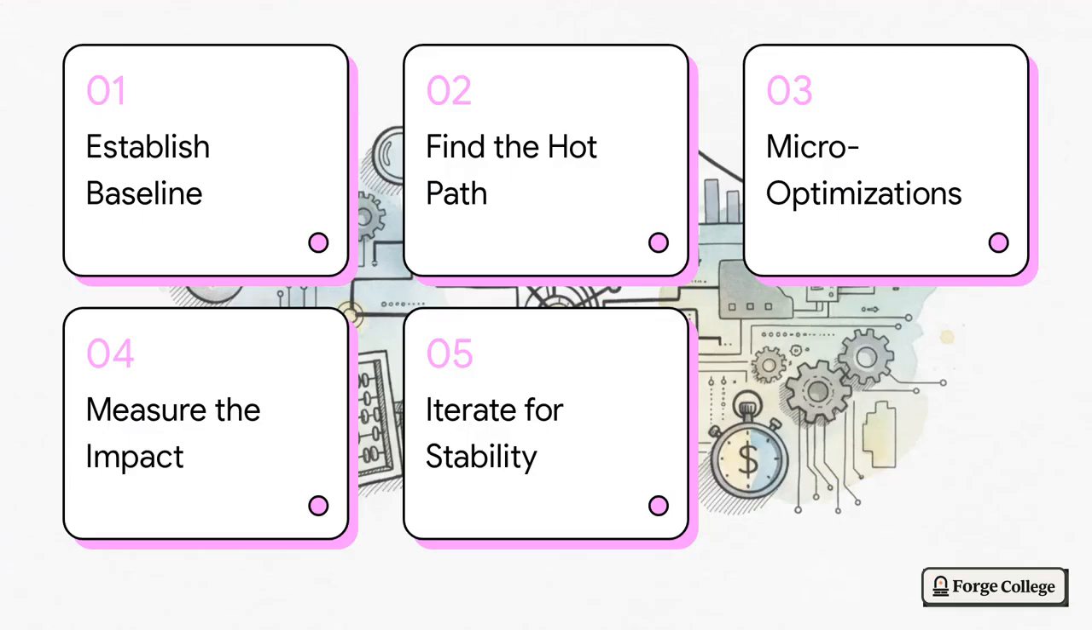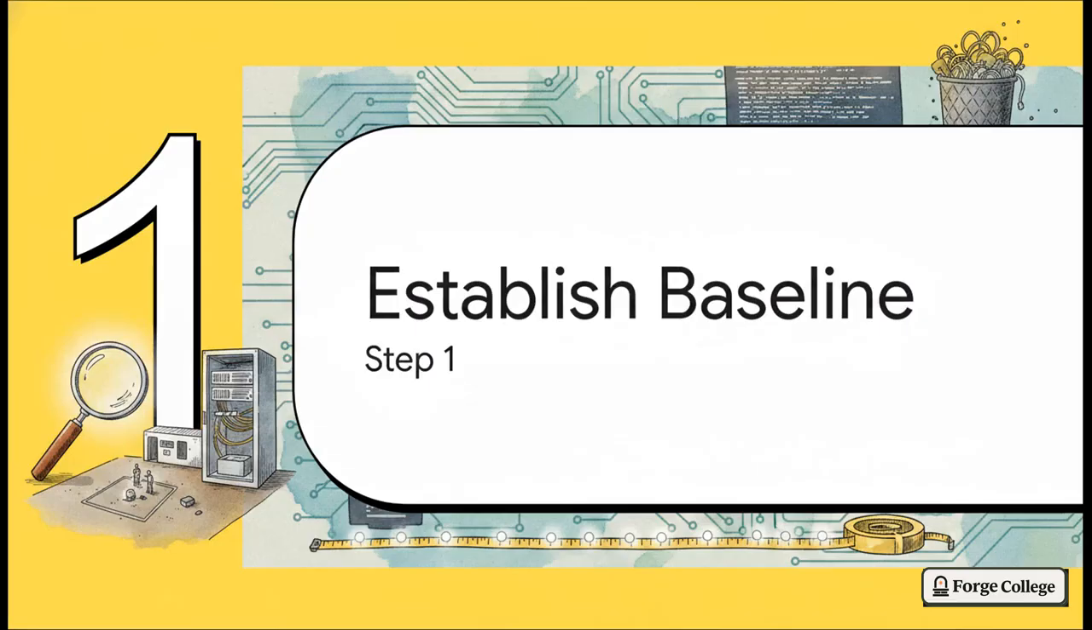To pull this off systematically, here is our Optimization Detective's blueprint. We'll be walking through 5 steps today: establishing the baseline, finding the hot path, applying micro-optimizations, measuring the impact, and iterating for stability. Let's start with step 1, establishing the baseline.